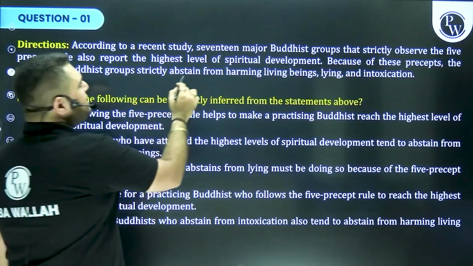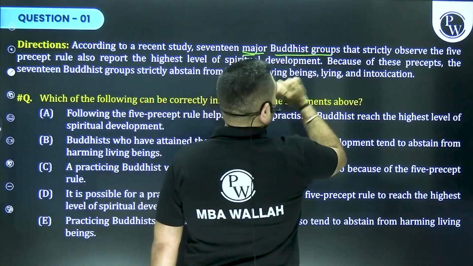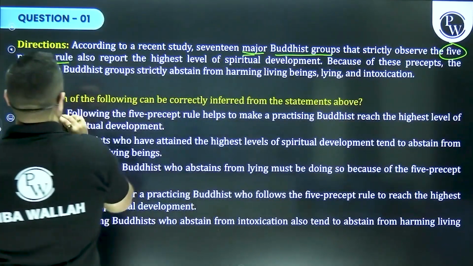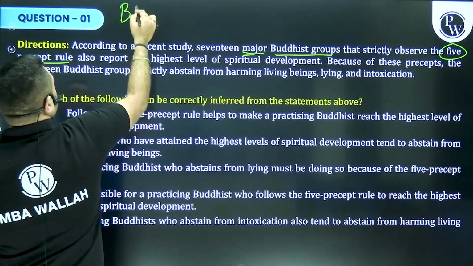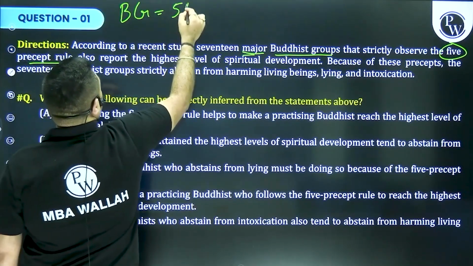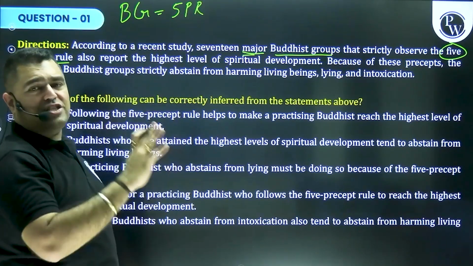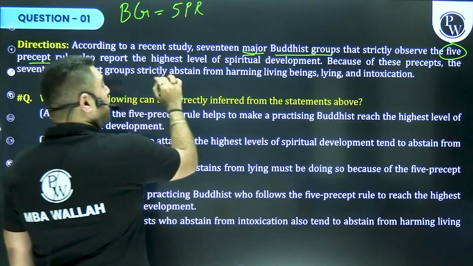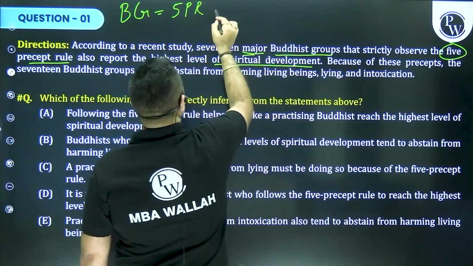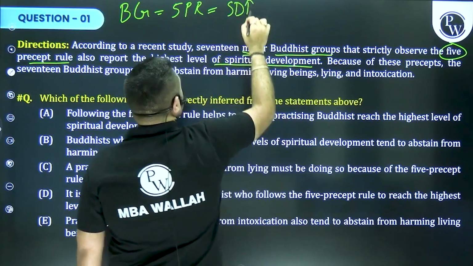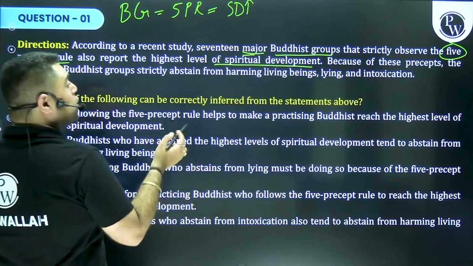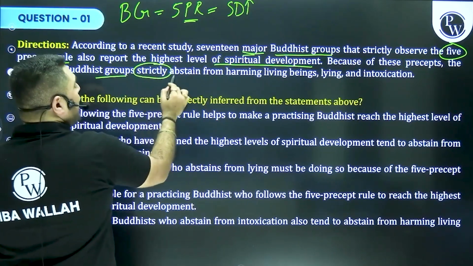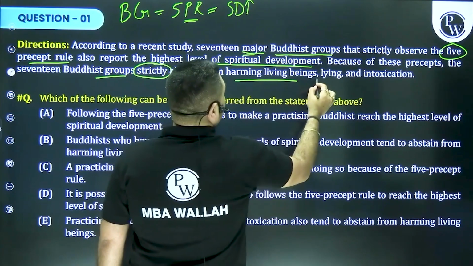According to a study, 17 major Buddhist groups that strictly observe the 5 precept rule. So there are Buddhist groups which observe the 5 precept rule. Beta, what a precept is, let it go, don't stress. 5 precept rule, okay. Also report the highest level of spiritual development. Wow, by doing this spiritual development is very high. Because of these precepts, the 17 Buddhist groups strictly abstain from harming living things, lying and intoxication.